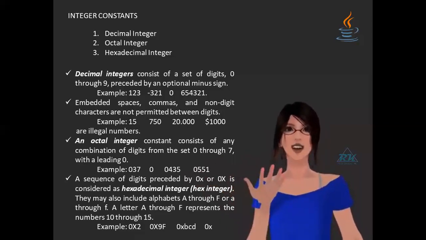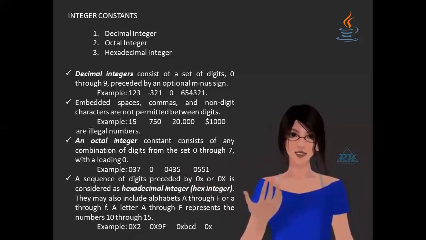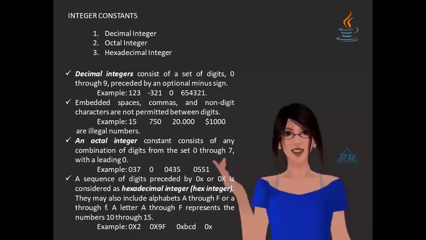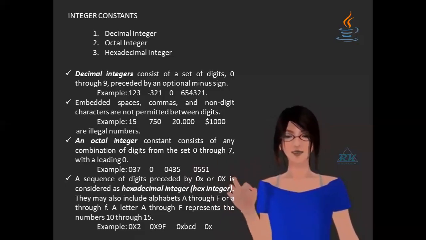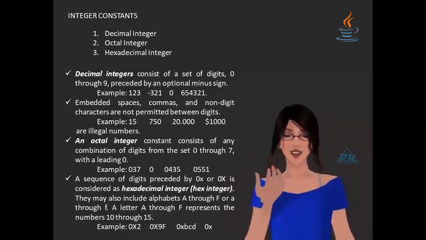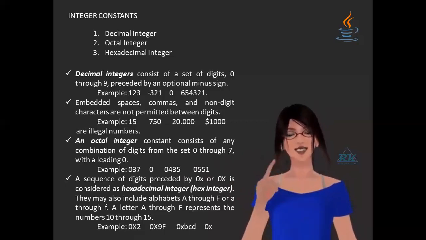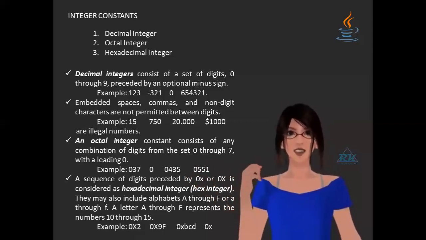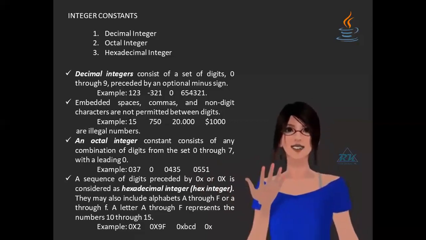An octal integer constant consists of any combination of digits from the set 0 through 7, with a leading 0. Please find some examples for octal integers. A sequence of digits preceded by 0x or 0X is considered a hexadecimal integer, or hex integer. They may also include alphabets capital A through F or small a through f. A letter A through F represents the numbers 10 through 15. Please find some examples for valid hex integers. We rarely use octal and hexadecimal numbers in programming.